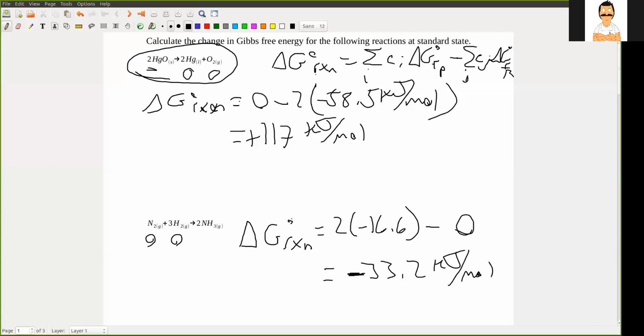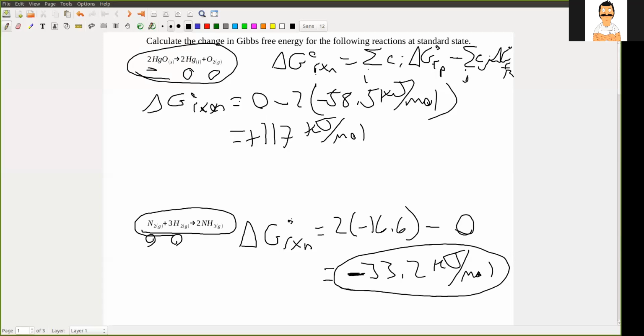That wouldn't spontaneously happen. However, because this second one is negative, we can say that if you had nitrogen gas and hydrogen gas in these proportions, you would produce ammonia gas spontaneously, or seemingly spontaneously. The reaction would just proceed forward at 25 degrees Celsius and 1 atmosphere.